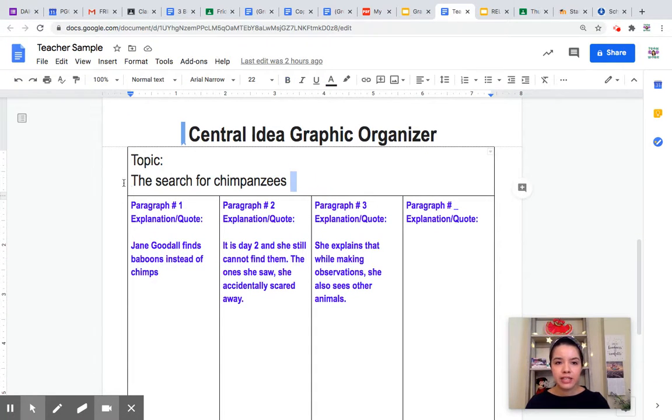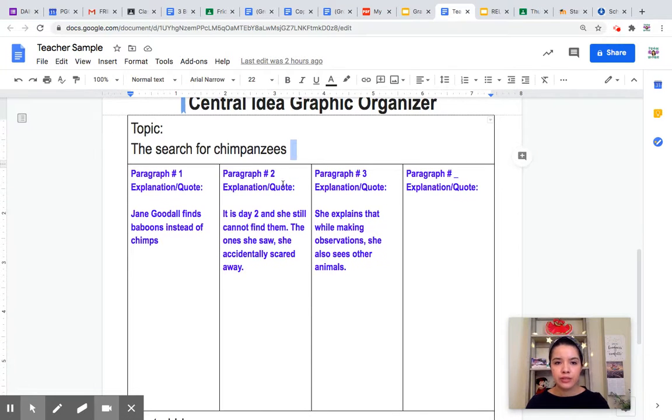So I said that if my topic was the search for chimpanzees, my task was that I would have to come to the story and find at least 4 paragraph examples that support this. So we went back to our story and found 4 paragraph examples where we see that Jane Goodall goes to Gombe to find chimpanzees. So she's searching for them, right? Now, please note that these paragraph numbers are not correct. They're just examples. I expect yours to have the correct paragraphs, okay?